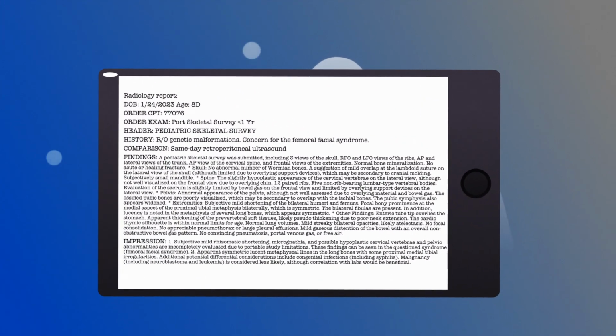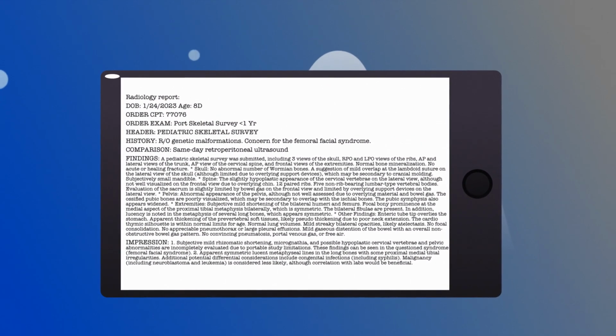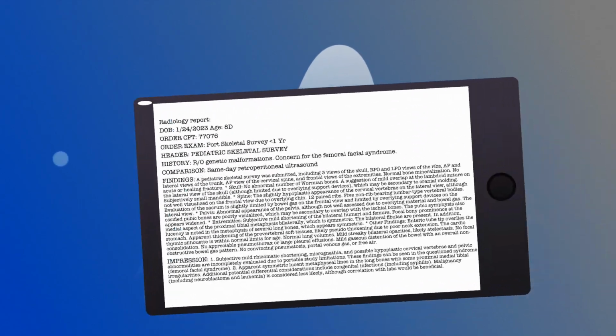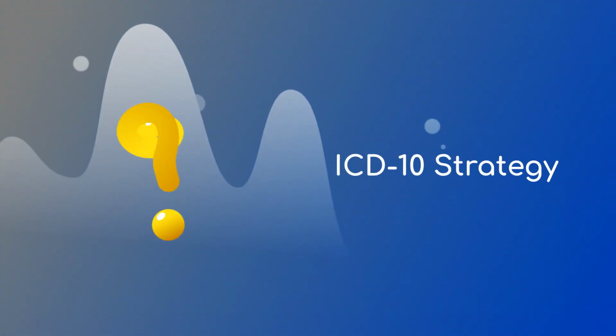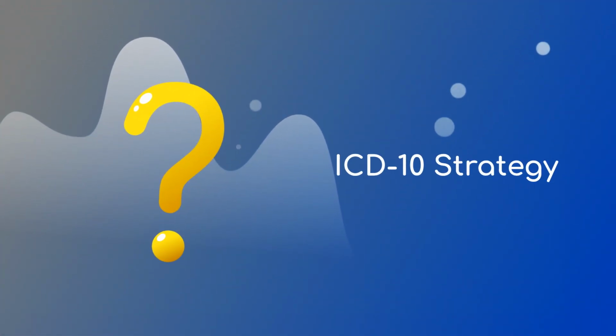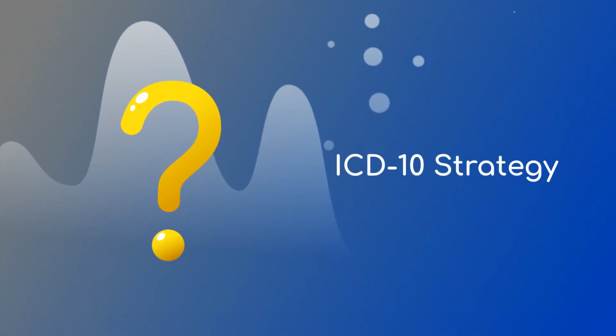Let's look at the patient's age, 8 months old. Let's look at the views: skull, 3 views, ribs, 2 views, trunk, 2 views, cervical spine, AP, extremities. Full skeletal survey for an infant. This qualifies for CPT code 77076, osseous survey, infant. Now let's choose the appropriate diagnosis code based on the clinical history and chart findings.